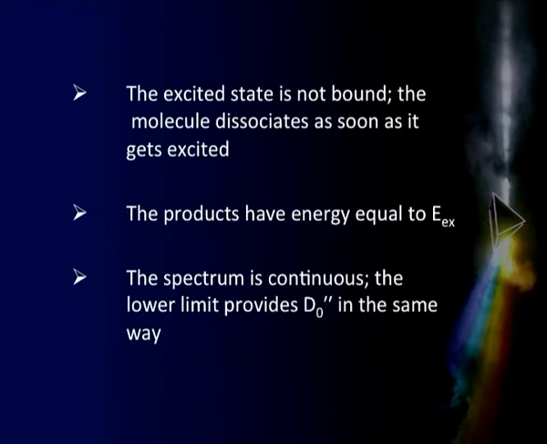So from the lower limit of that, I can find out D naught double prime as we did in the previous case. Now let us take up the third case here, that is, when there is no continuum limit. So in this case, how do we find out the value of dissociation energy there?